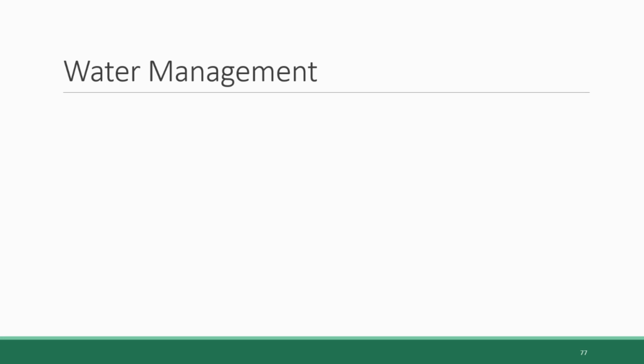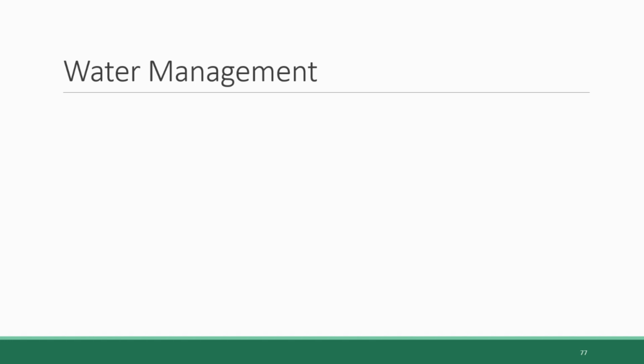In our last section, we talked about the different types of water pollution. And now in this final section, we are going to talk about how water is managed in the United States to prevent pollution and ensure that our water is safe to use and safe to drink. Collectively, these measures that are taken to limit pollution and ensure water safety are called water management.